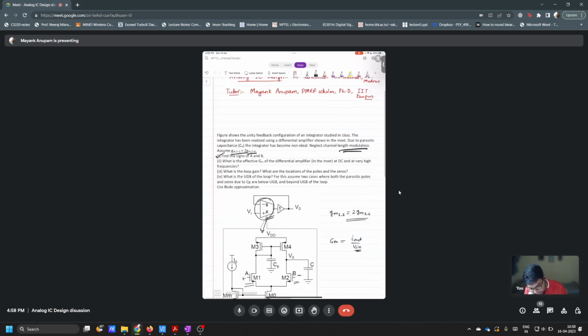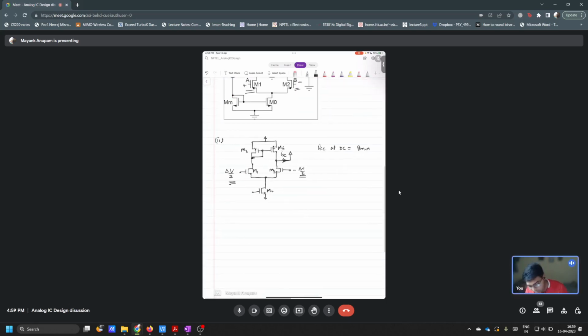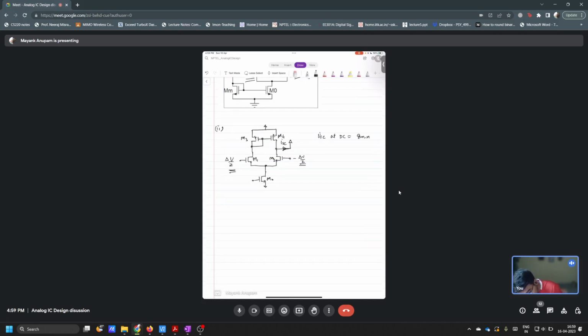You have to assume there is no channel length modulation, okay? No channel length modulation is present. So output resistance at every node is infinity, except for this particular node here. So you can assume there is no channel length modulation, so output resistance is infinity everywhere. That is why the current is only dependent upon VGS of this, right? Here you can assume this node is grounded incrementally. Can you tell me why I can assume that?